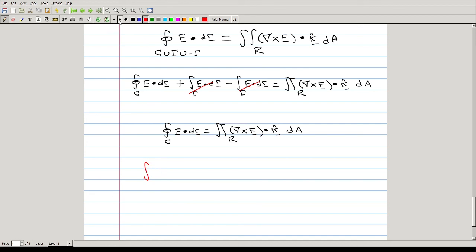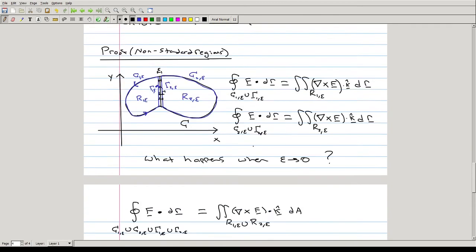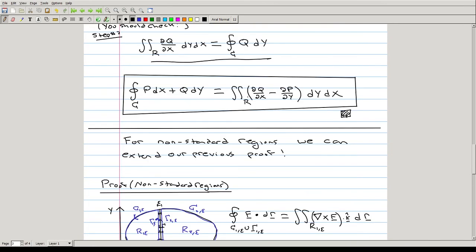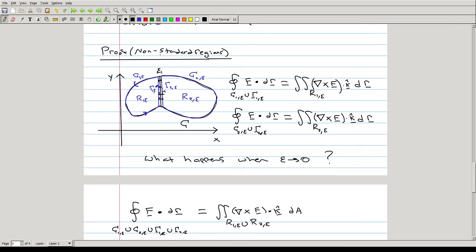or the closed contour integral of p dx plus q dy over the contour C, the boundary of R, is the double integral over R of the curl of the vector field f dotted with k hat. And there you have it. We've shown how to take the proof for a standard region and extend it now to non-standard regions.